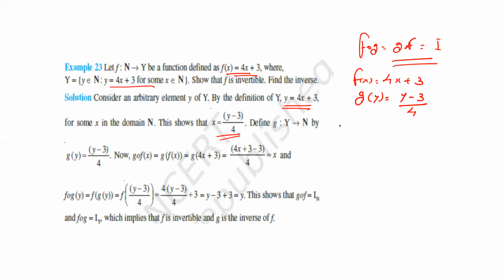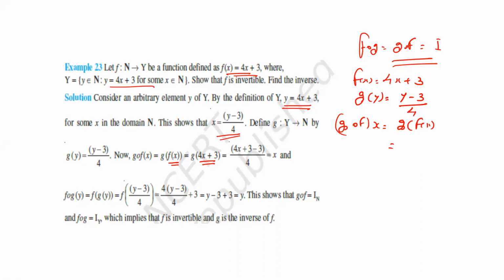Now you find G composition f of x. What is G composition f of x? G of f of x means G of 4x plus 3. What is our G of y? Y minus 3 by 4. So what is G of 4x plus 3? 4x plus 3 minus 3 by 4. So plus 3 and minus 3 cancel. So you are getting 4x by 4. What is 4x by 4? X. So you got G composition f of x is equal to x.